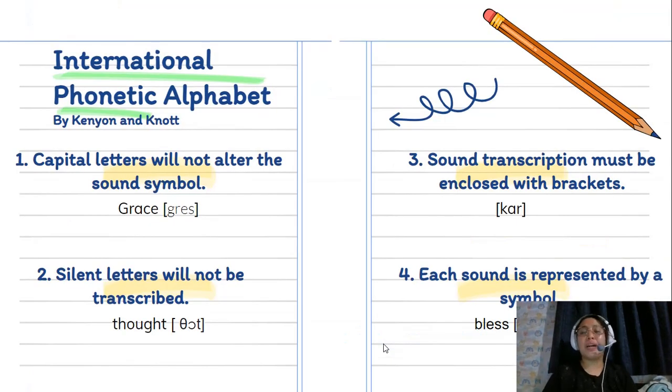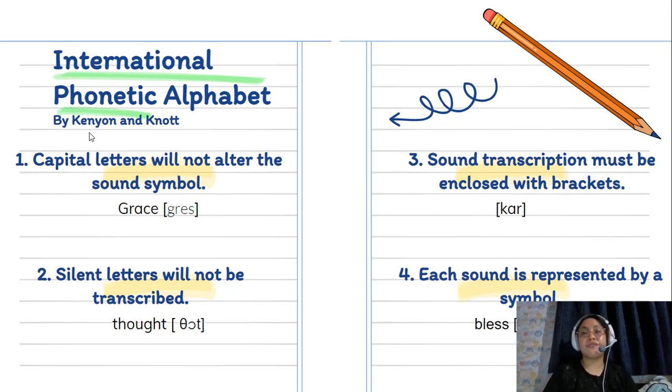And with that, we need a guide. We need what we call an international phonetic alphabet. So this is by Kenyon and Knott. We're going to use Kenyon and Knott's Pronouncing Dictionary of American English. So the symbols are actually used in their dictionary. For Google, there's also their version. For Merriam, there's also their version.